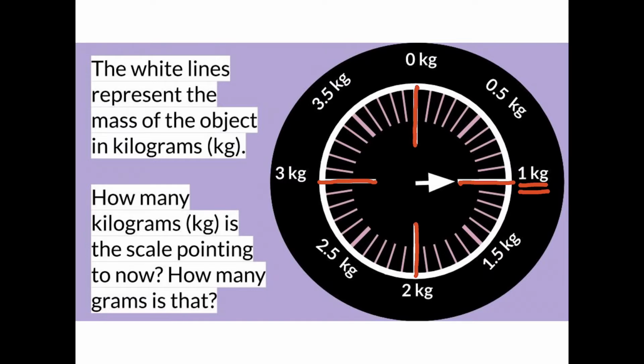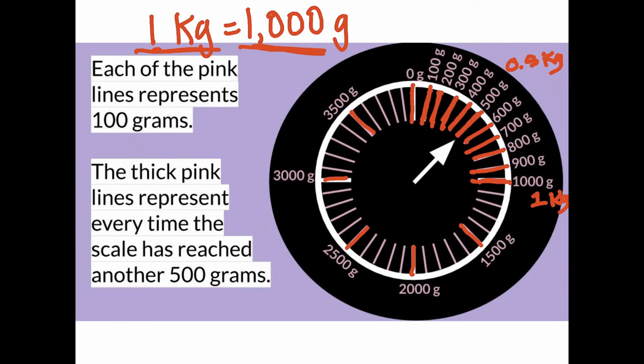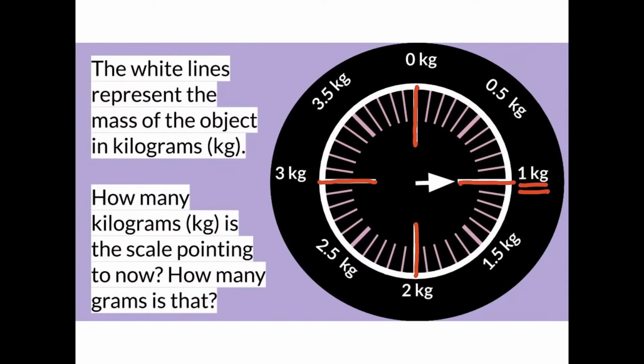Well, as we talked about previously, let me go back to that slide. Each one of the little lines there is 100 grams. So when we skip count, we're counting with increments of 100. So you could do it one or two ways. And I'm going to write it up here: 1 kilogram equals 1,000 grams, just so you remember.